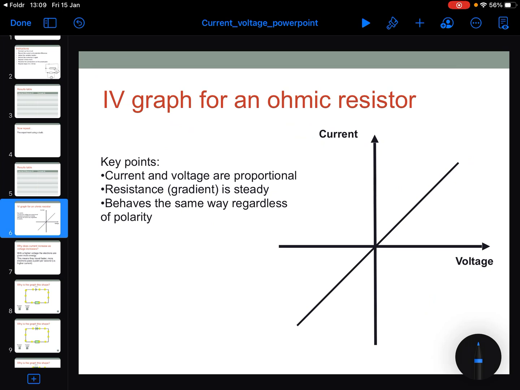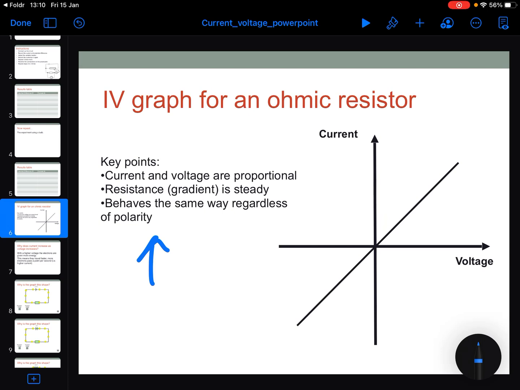And we say this because it follows Ohm's law. So if you remember from last lesson, Ohm's law says that for a metallic conductor at constant temperature, the voltage and current will be proportional, basically, and that's what's happening here. So current and voltage are proportional. If you could please add these notes to your graph. Resistance gradient is steady. Actually, it will be the inverse gradient on the graph we've got here, because it's V over I. And behaves the same way regardless of polarity.